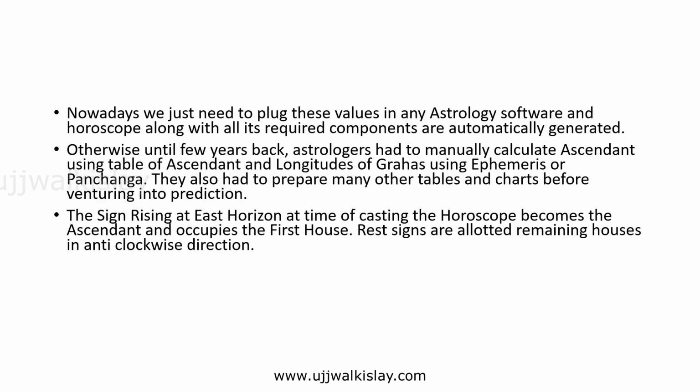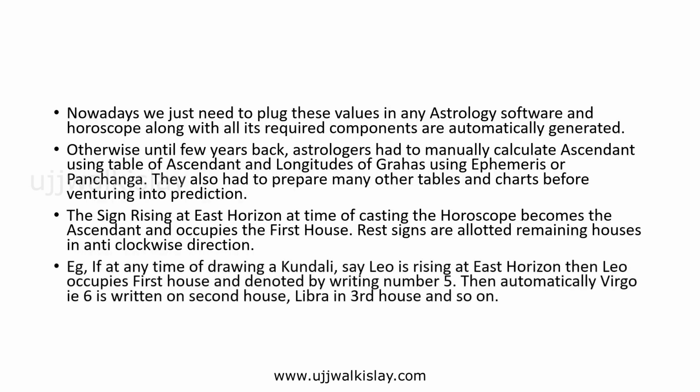The sign rising at the east horizon at the time of casting the horoscope becomes the ascendant and occupies the first house. The rest of the signs are allotted the remaining houses in anti-clockwise direction. For example, if at the time of drawing Kundli, say Leo is rising at the east horizon, then Leo will occupy the first house and will be denoted by writing number 5. Then automatically Virgo, that is 6, is written over the second house. Libra, denoted by number 7, is written over the third house, and so on.